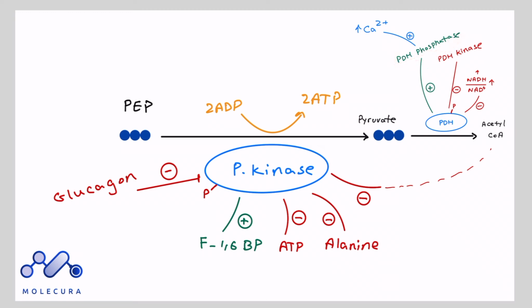PDH phosphatase is going to come remove this phosphate from PDH, thereby activating PDH, thereby activating more acetyl coenzyme A, thereby making more TCA cycle and more electron transport chain. So by this, we have covered the most important points that you need to know about glycolysis regulation in the cell.